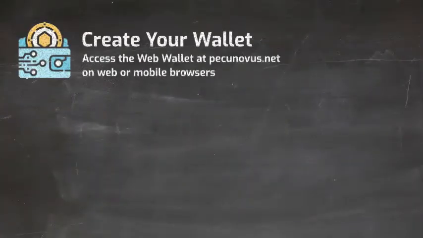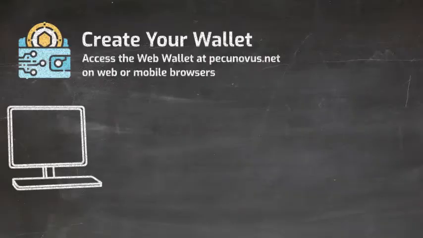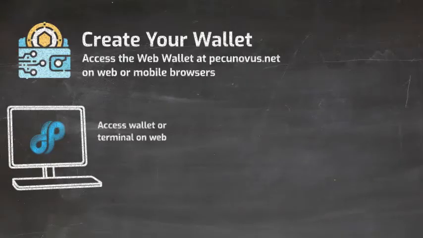First step is to click on the Create Your Wallet button on the Pecu information website, or go directly to pecunovus.net and just easily create your wallet there. Once you've done that, you can easily access and use the Pecu wallet directly from your web browser, and also have access to the Pecu terminal.